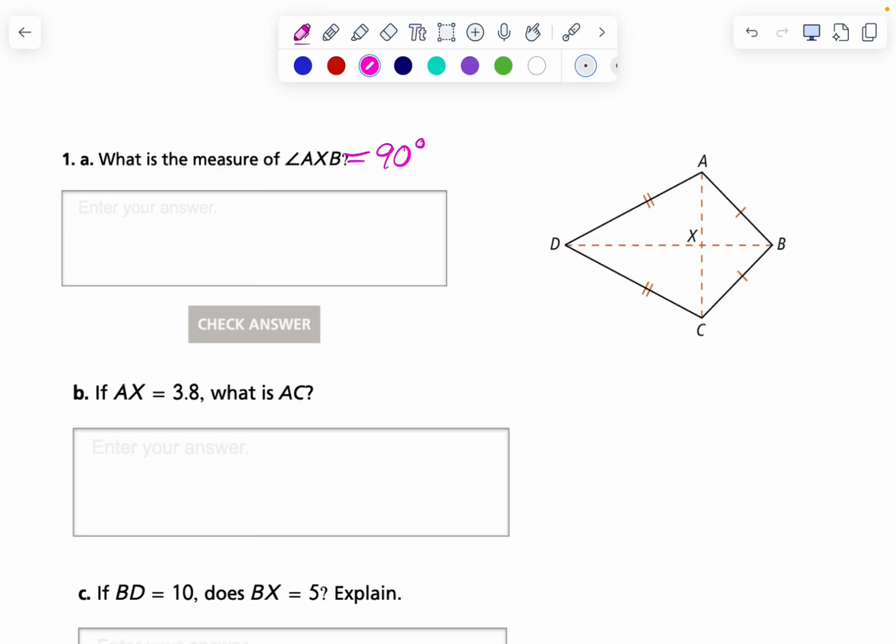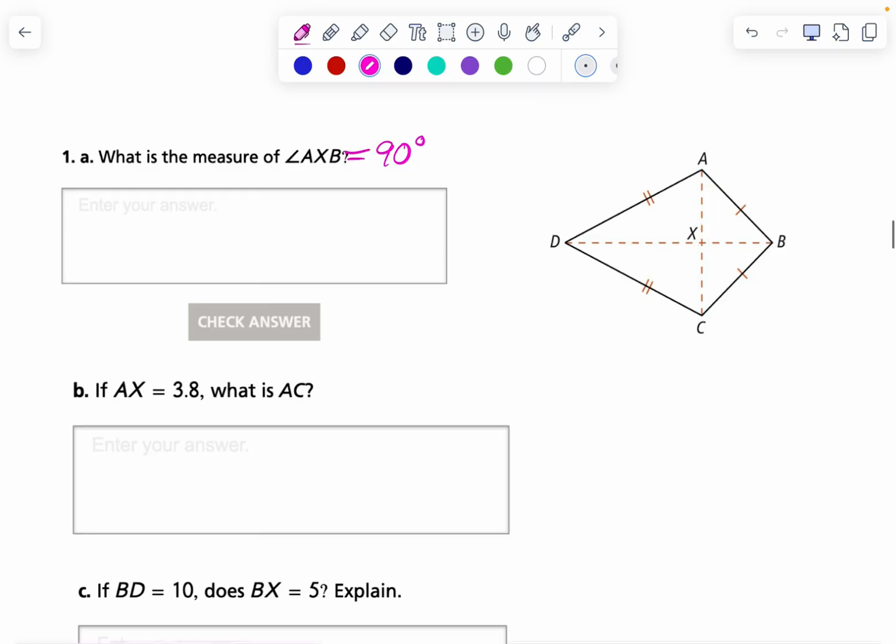All right, next. If AX is 3.8, what is AC? Don't shout it out. 10 seconds. Okay, what's AC? Yep, 7.6. So AC equals 2 times AX.